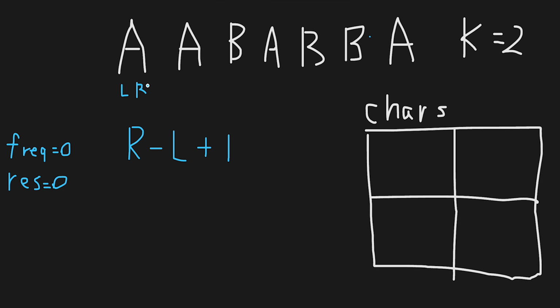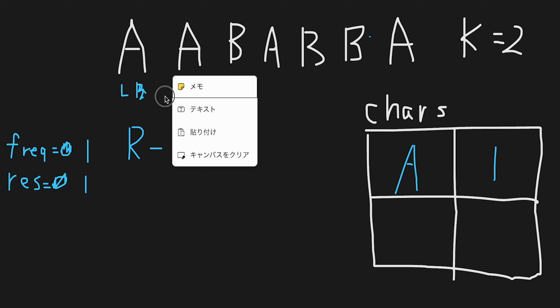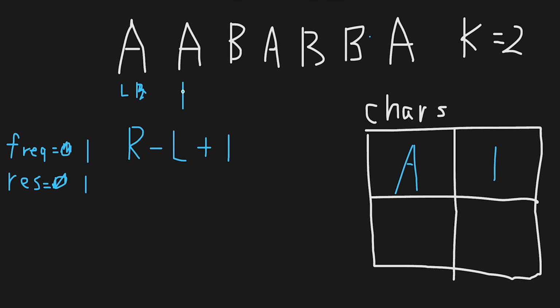Okay, so let's start iterating. First of all, we find A, so add A to the hash, 1. The most frequent character count is now 1, for A. So the result variable is also 1. It's obvious. And then move right to the next. Again we find A, so add A to the hash. The most frequent count is A, so now 2. And the result variable is also 2.